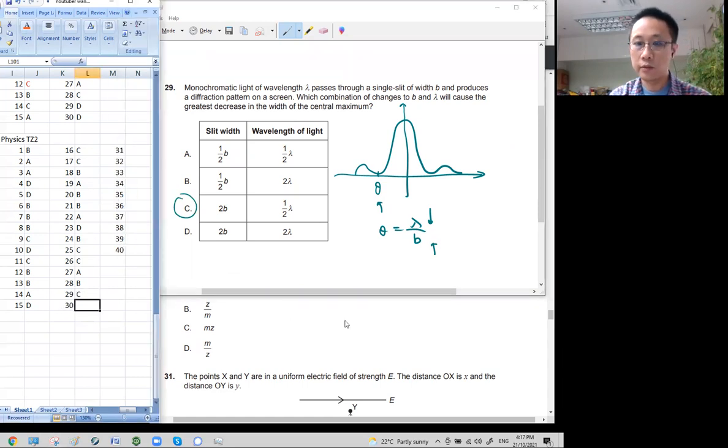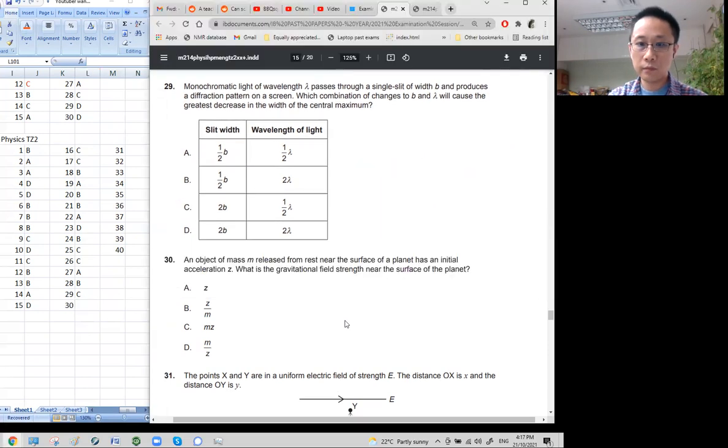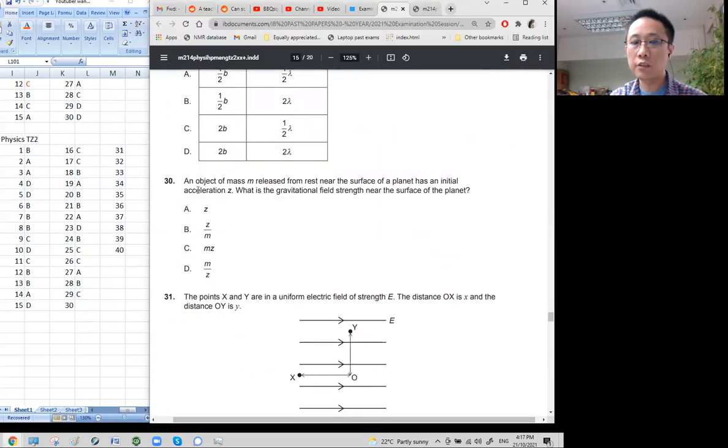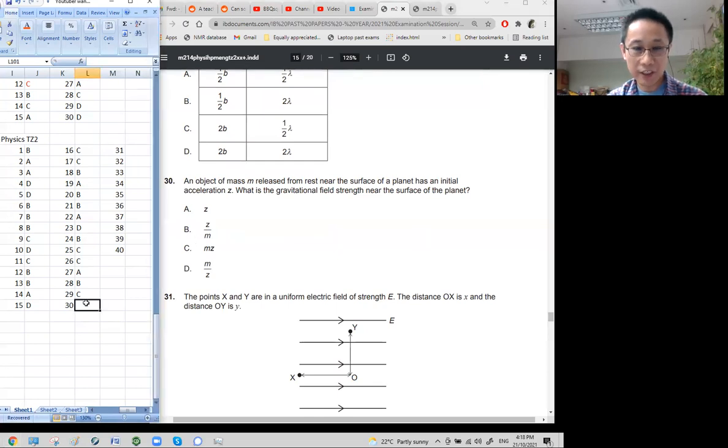So the answer should be C. Okay, question 30. An object of mass released from rest near the surface of the planet has an initial acceleration of z. Gravitational field strength should be just that, right? Because that's the definition. Gravitational field strength equals gravitational acceleration.